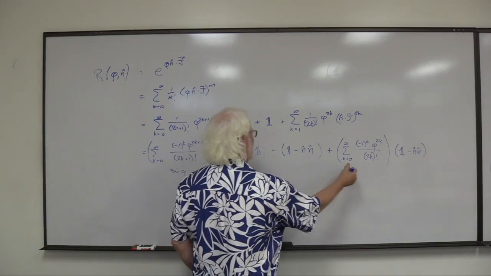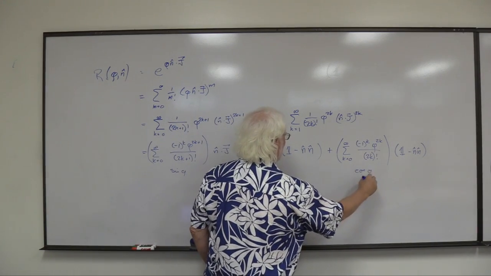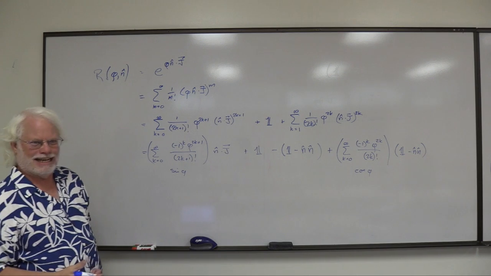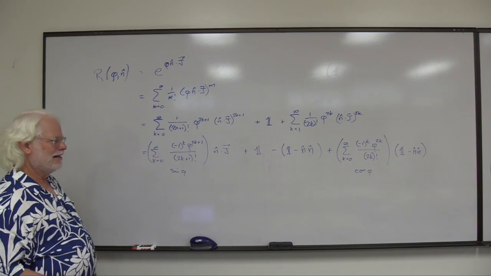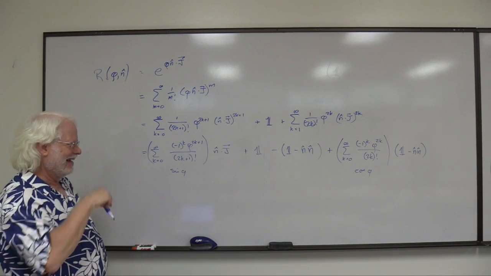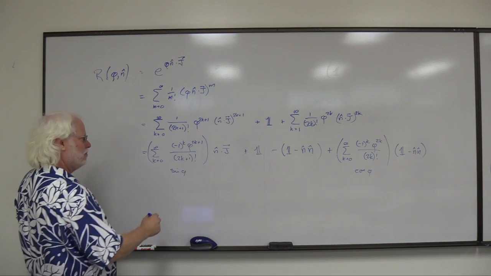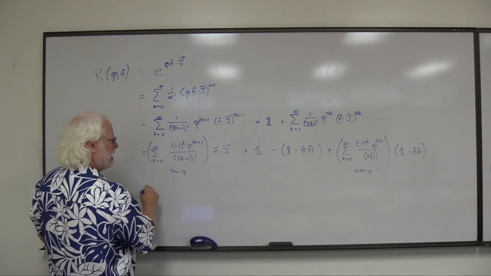Last time we talked about this. Cosine. Cosine is even, sine is odd. Except I was too stupid back then. Smart enough to learn that.